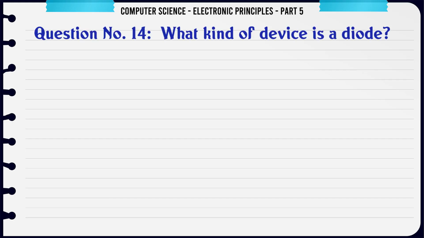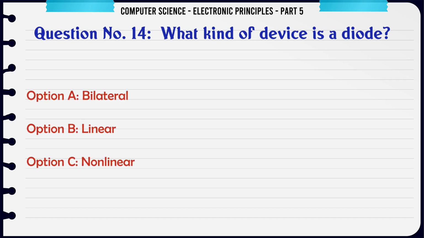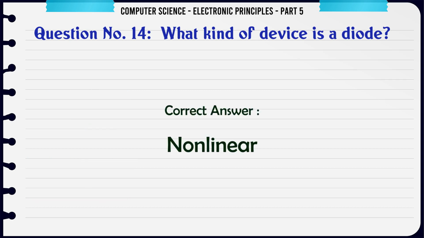What kind of device is a diode? A. Bilateral. B. Linear. C. Nonlinear. D. Unipolar. The correct answer is nonlinear.